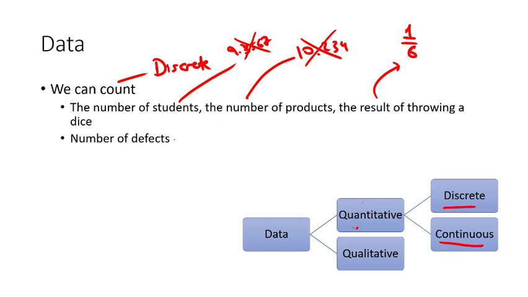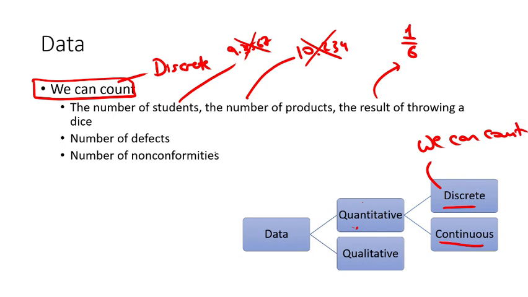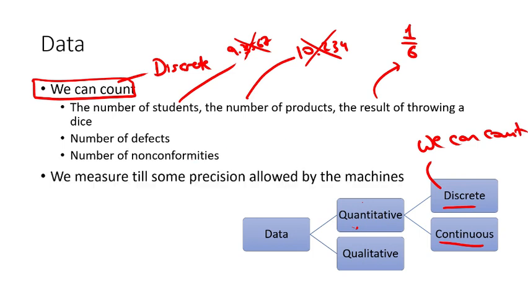Number of defects, again, is discrete data. So this one is discrete, or we can count. Let me just show you here. We can count the number of nonconformities. So how many defects, nonconformities do we have? And then we have the continuous data.